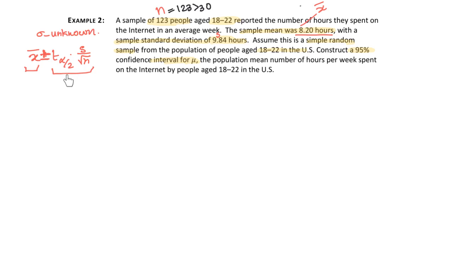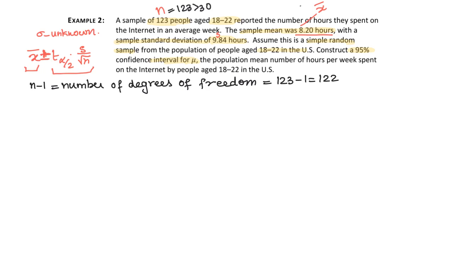In order to find the critical value, we need to find the degrees of freedom. The number of degrees of freedom is n minus 1. So n minus 1 is 122. So the confidence level is 95%, so this is 0.95. So the remaining area will be 5%. So 5% divided by 2 is 2.5%. So this area will be 0.025 in decimal.